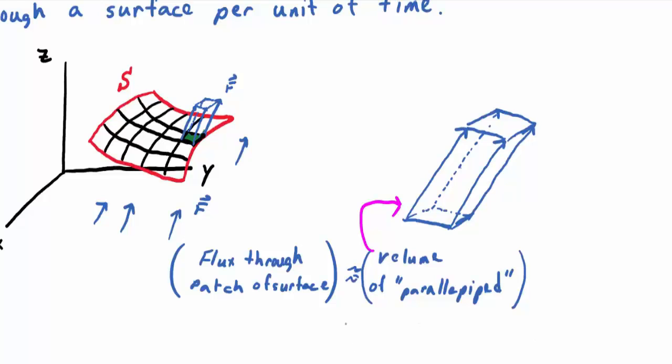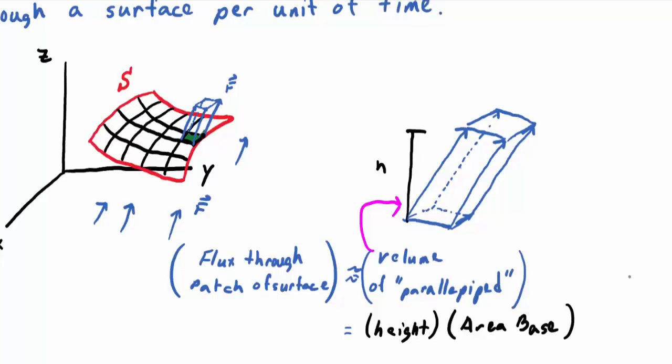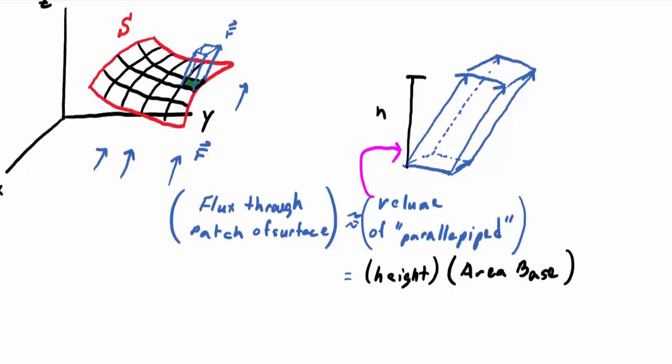So what's the volume of a parallelepiped? Well, you're going to take the height of the parallelepiped, the vertical height, so like measuring from like here to here would be the vertical height, right? So you're going to take the height times the area of the base. The area of the base is easy. The area of the base is ds, right? That's what ds represents. The height, that's what we need n for.